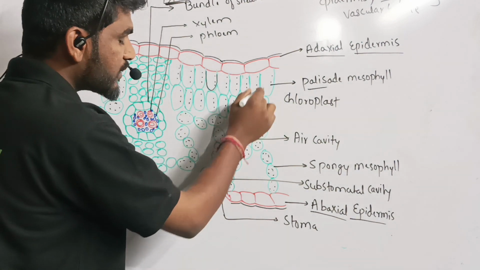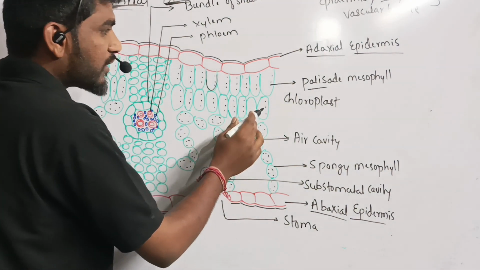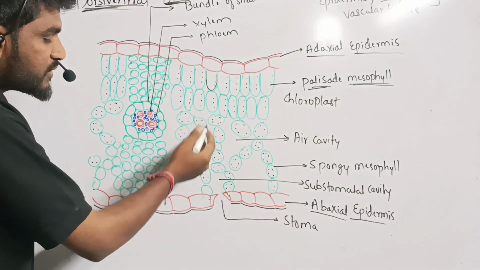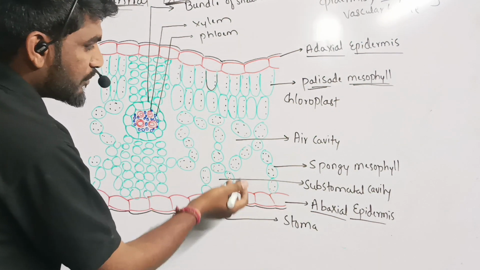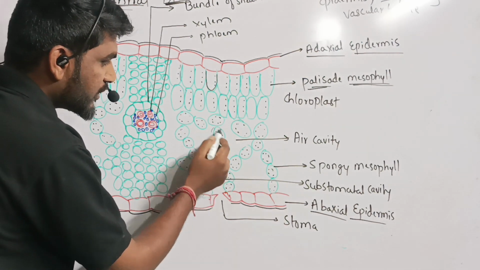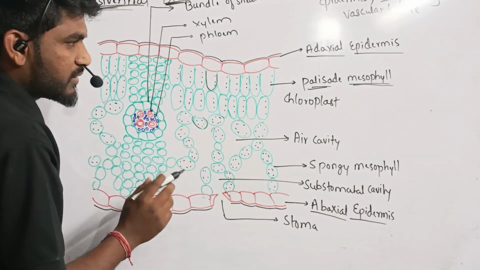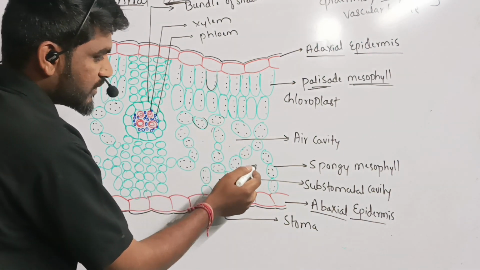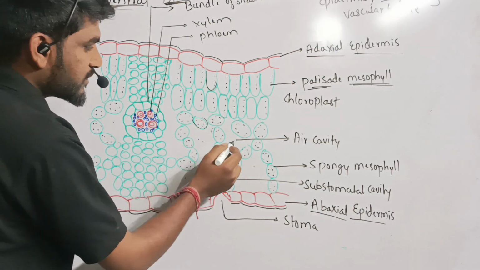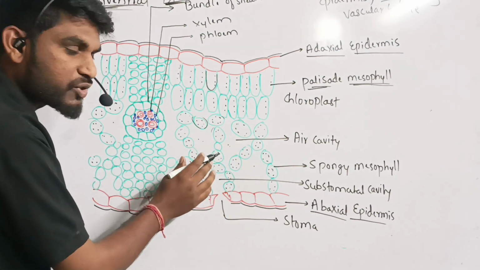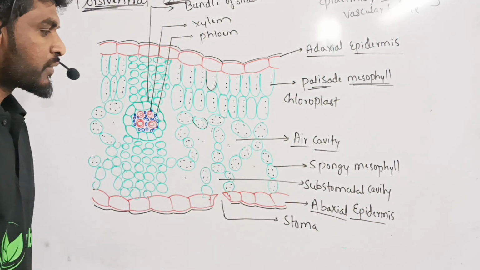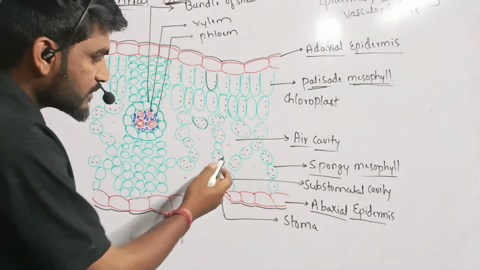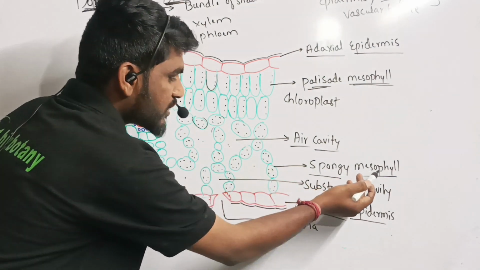These are somewhat elongated cells. That layer we call the palisade mesophyll layer. Below the palisade mesophyll layer and above the abaxial epidermis, we have loosely arranged parenchymatous cells, or parenchymatous mesophyll cells, with spaces. You can clearly see the spaces in these regions. The space present between these loosely arranged mesophyll cells we call an air cavity. These loosely arranged mesophyll cells we call spongy mesophyll cells.